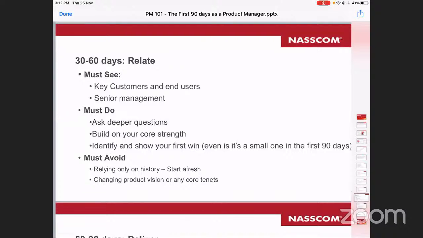30 to 60 days is where I call it relate. A period where you're still learning, you're doing probably a lot more deeper learning, but you're relating to the context and you're connecting the dots. Very important to do that in this period. And this is the period where, while you're continuing your 30-day activity, you're adding on a few more things.